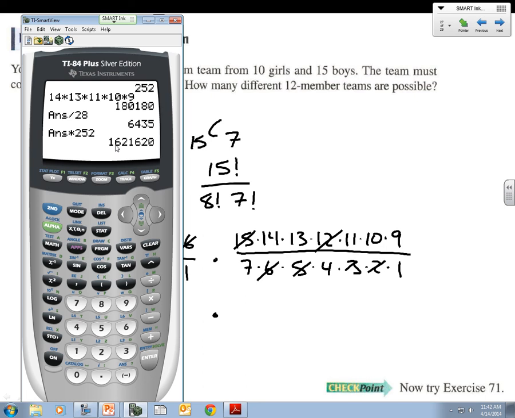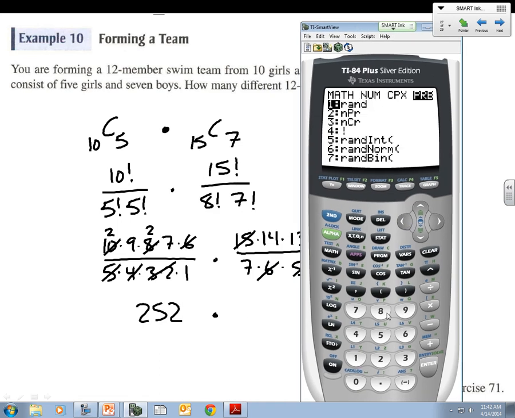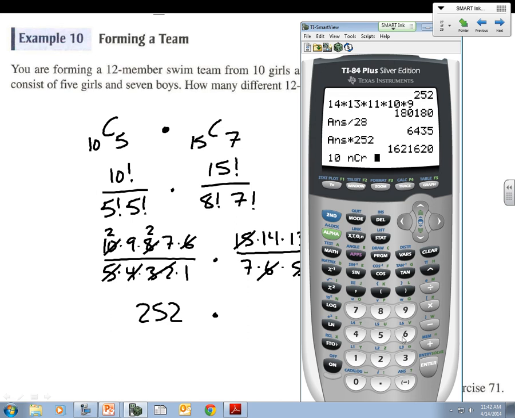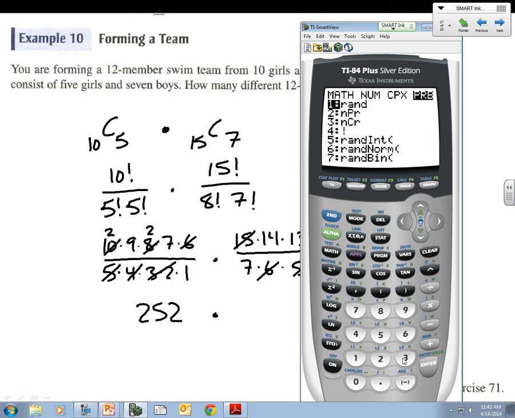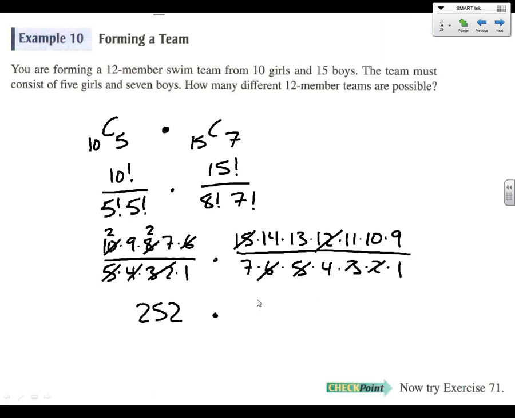So there are 1,621,620 different ways. Let's do the nCr to make sure we did this right. So we had 10C5, 252, and we had 15C7, 6435. Multiply them together and we get that same number. So, wrap this up. Try 71.